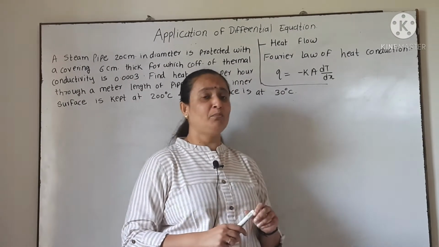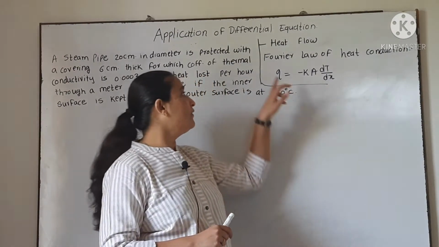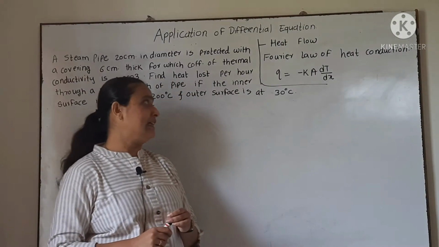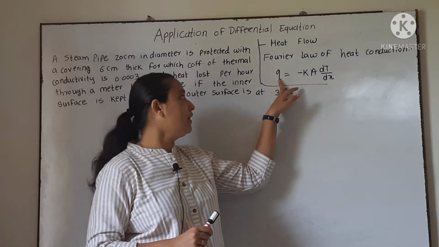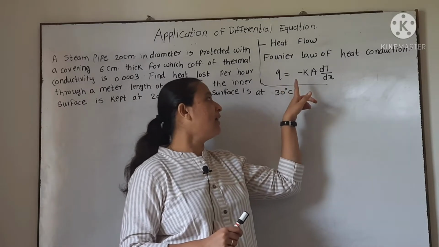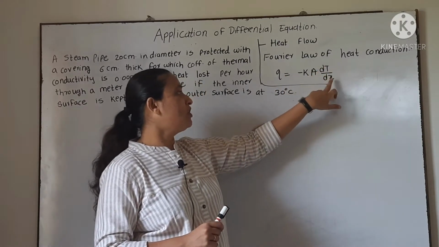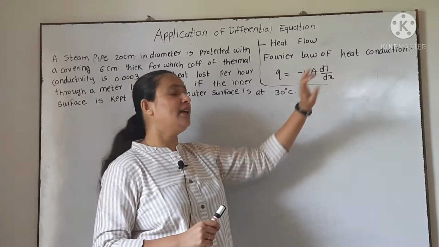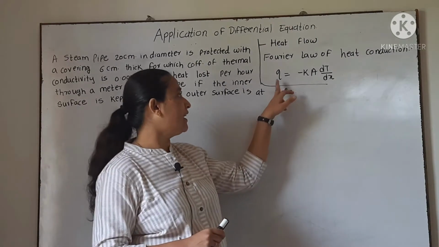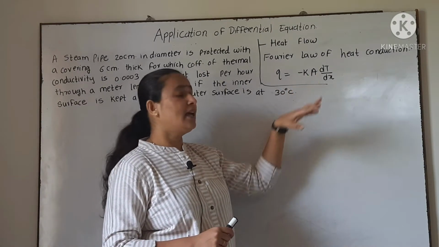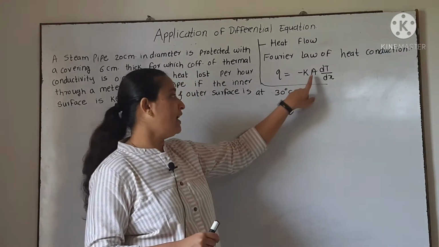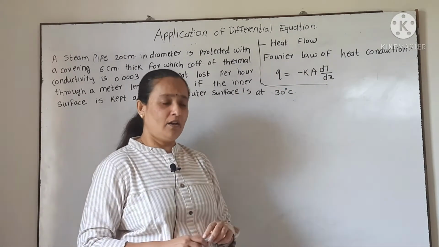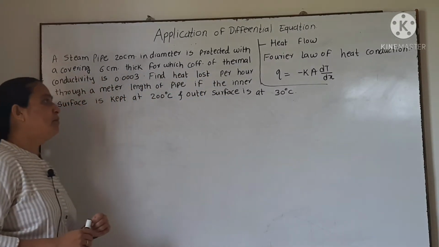While solving the example, you have to write down the differential equation, and for this we'll use the Fourier law of heat conduction. The law states that the heat flow or the heat flux Q, calorie per second, across an area A is proportional to the temperature gradient. dT by dx is known as temperature gradient, that is Q is equal to minus KA into dT by dx, where A is the cross section area, dT by dx is temperature gradient, and Q is the heat loss, we can say, that is calorie per second.